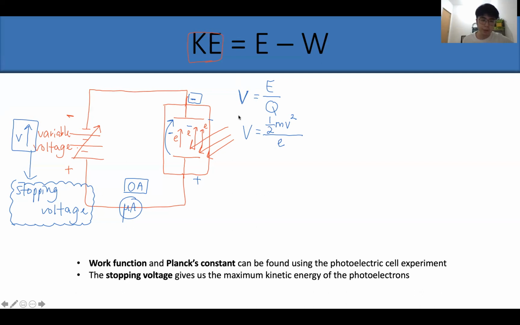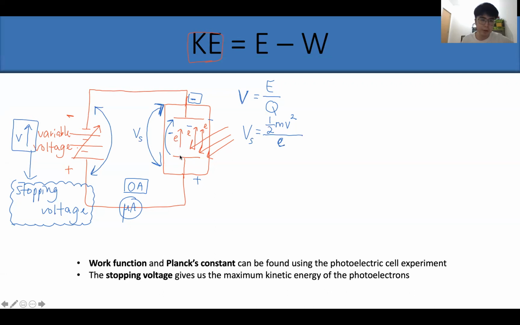Okay, so that means the voltage across this tube is the same as this voltage, right? If this is the stopping voltage, then this is the stopping voltage. So the stopping voltage is equal to the kinetic energy of the electron divided by the charge of the electron. We derive this from the general equation of the voltage.